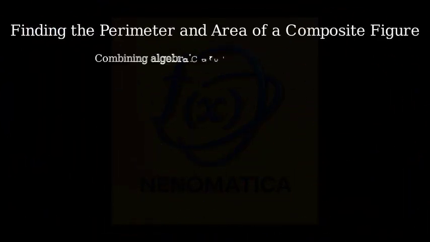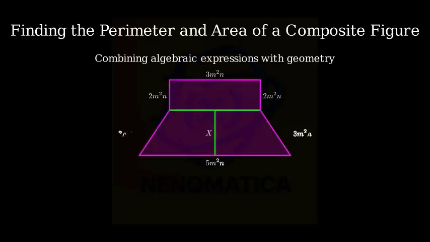Welcome to this math video where we'll solve a problem involving a composite figure. We have a shape consisting of a rectangle on top and a trapezoid on the bottom. All sides are labeled with monomials in terms of m and n. Let's first identify all the sides of our figure.